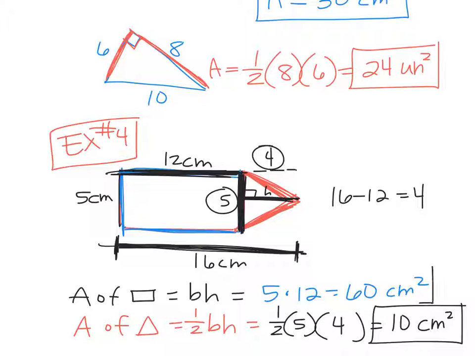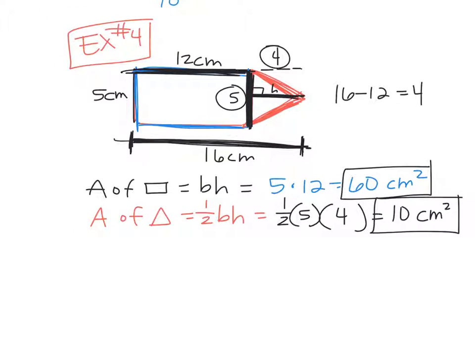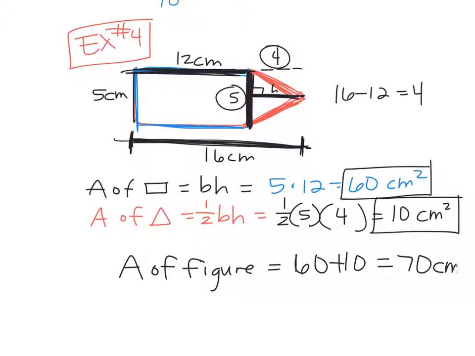Okay, so there's the triangle, there's the rectangle. What's the area of the whole thing? 10 centimeters times. Not times. You're just putting them together. 70. You're adding them, right? So the area of the figure would be 60 plus 10, which is 70 square centimeters.